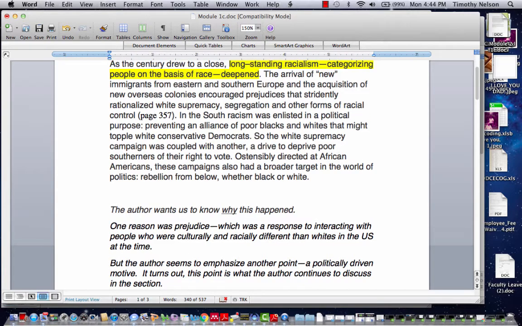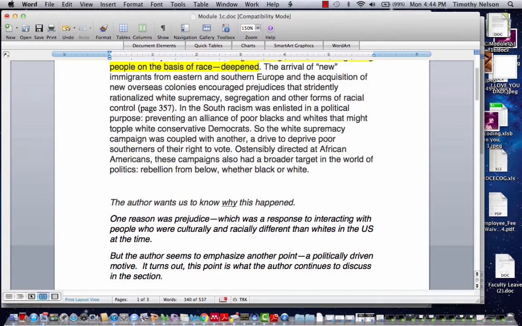However, the author wants us to know why this happened. One reason mentioned in this paragraph was prejudice, which was a response to interacting with people who were culturally and racially different than whites in the U.S. at the time. So that was why it talked about immigration from Eastern and Southern Europe, for example. But the author seems to emphasize another point, a politically driven motive, right here. It turns out this point is what the author continues to discuss in this section.